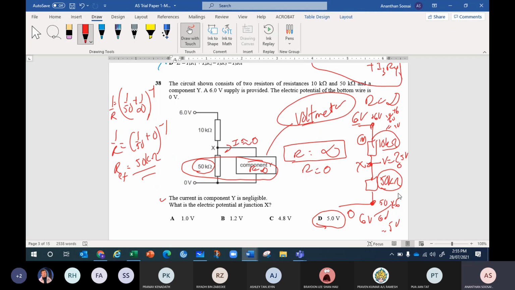So what you learn something new here is when they say current flow is negligible, that means that component has an infinite resistance. So effective resistance of the parallel will still be the same as 50 kilo ohm. Then you use a ratio to calculate what is the voltage used up by 50 kilo ohm. Then you can find the voltage at X.